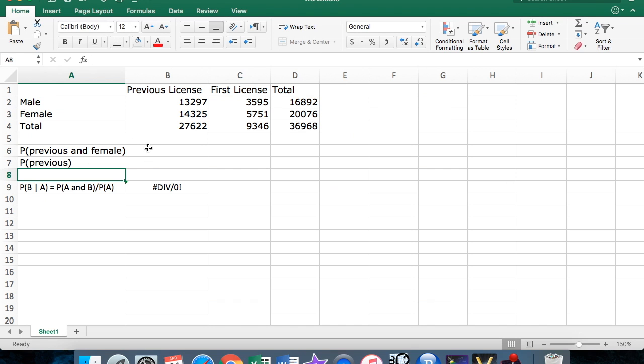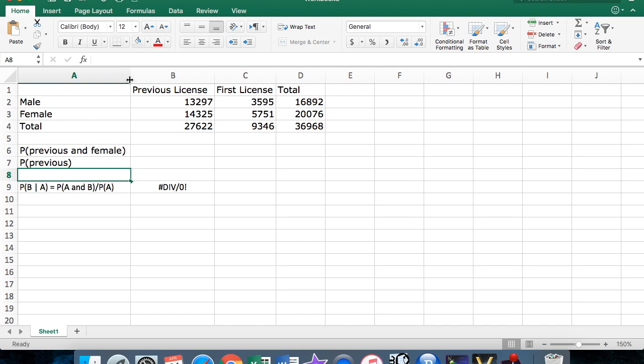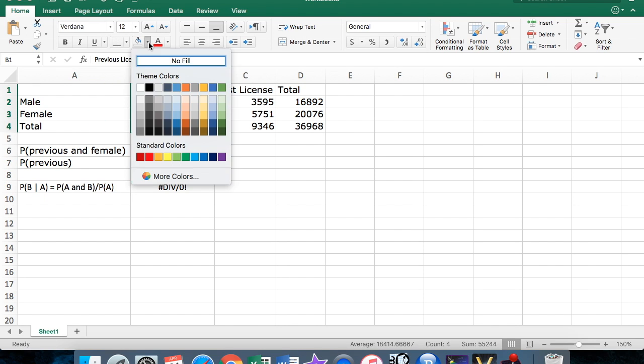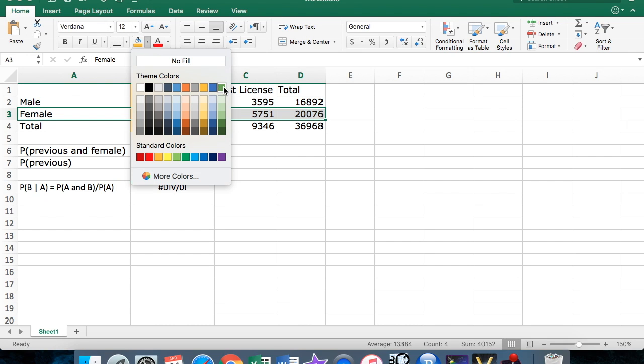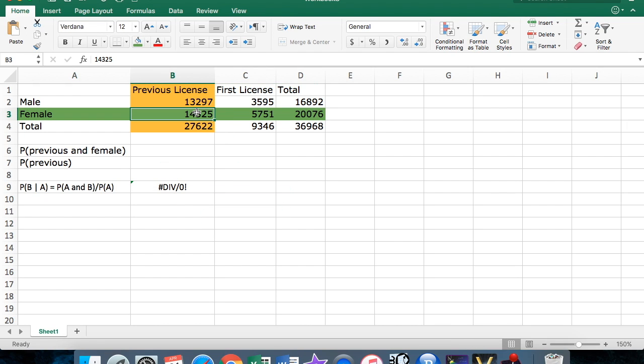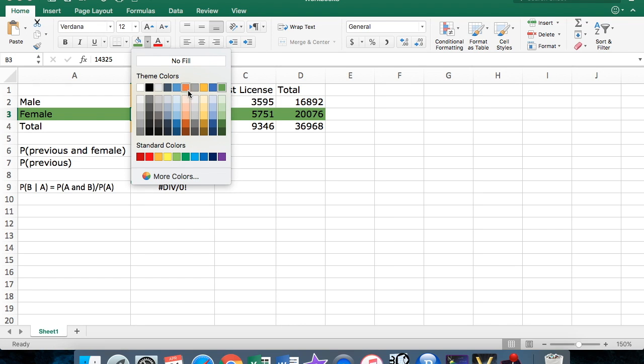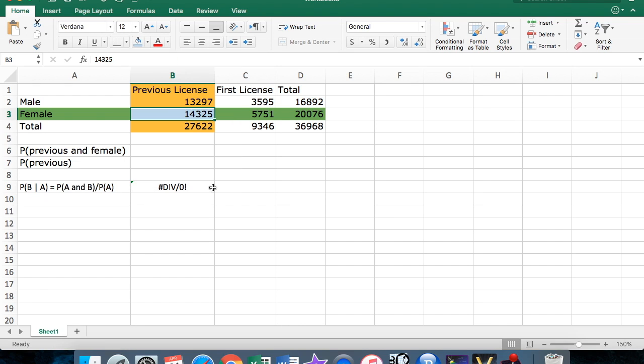Okay, so let's do the same thing we were doing before. We're looking at previous, so that means they held the previous license, so highlight that if you need to. Now, if you're really good at this, you don't have to do highlighting, but I'm doing it because it might help you guys see the intersection a little better. Okay, so green now this time. I don't know why I'm using all these different colors, but we see the intersection is between previous license and female, so it's this middle part. So this will give him blue.